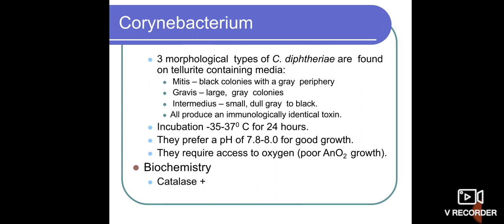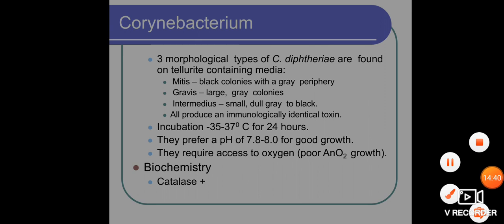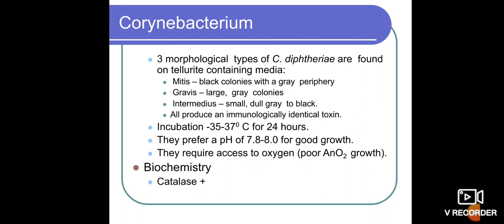In detail, we have discussed the three morphological types of C. diphtheriae on the basis of clinical severity. Metis has black colonies with grey periphery. In short, gravis has large grey colonies, and intermediate has small dull grey colonies. All produce immunologically identical toxins, but the severity is different according to the strain. The incubation temperature is 35 to 37 degrees, and preferably pH is 7.8 to 8.0 for good growth, and it requires access to oxygen.